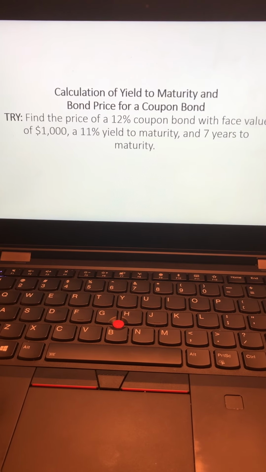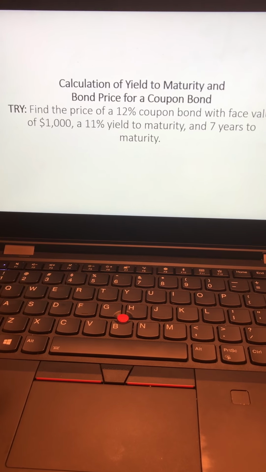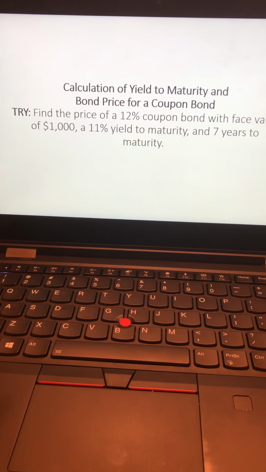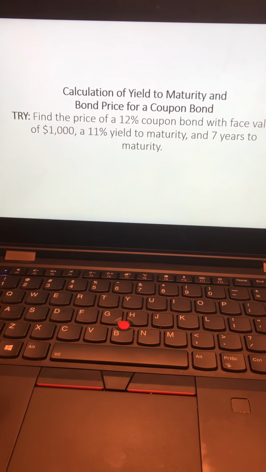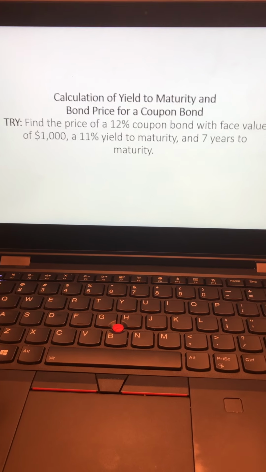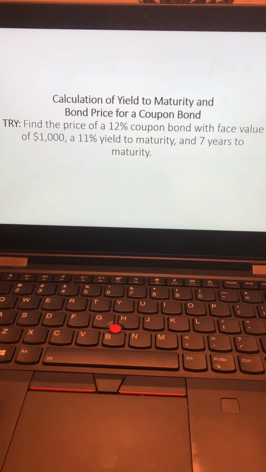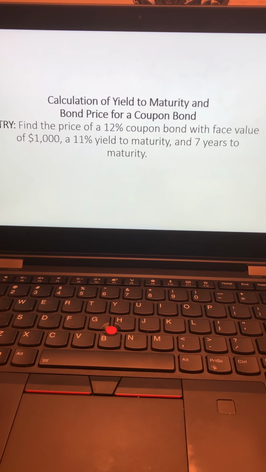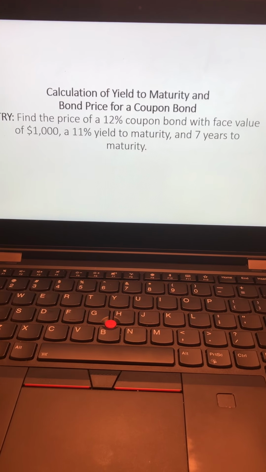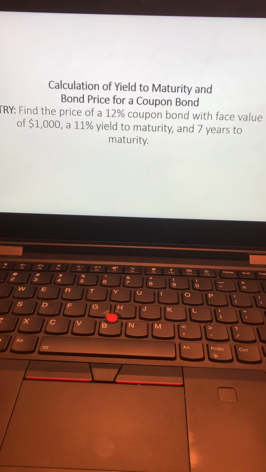Hello, we will be calculating the yield to maturity and bond price for a coupon bond using a financial calculator. I will be using the Texas Instruments BA II Plus to calculate the same. The question reads, find the price of a 12% coupon bond with face value of $1,000, 11% yield to maturity, and 7 years to maturity.